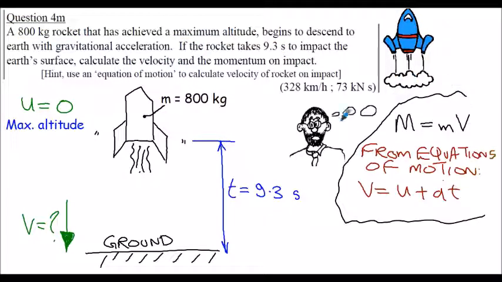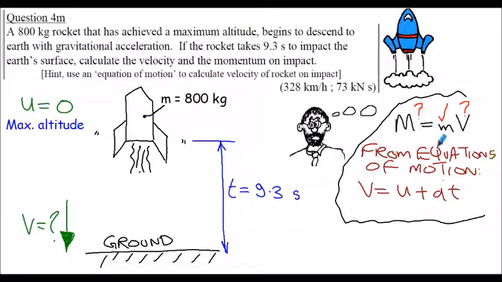Now we need to do a little bit of thinking here. We know that the momentum is equal to mass times velocity. So at the moment, the only thing we know about the equation is we have the mass. We do not know the velocity on impact, v, and we do not know the final momentum on impact, m.